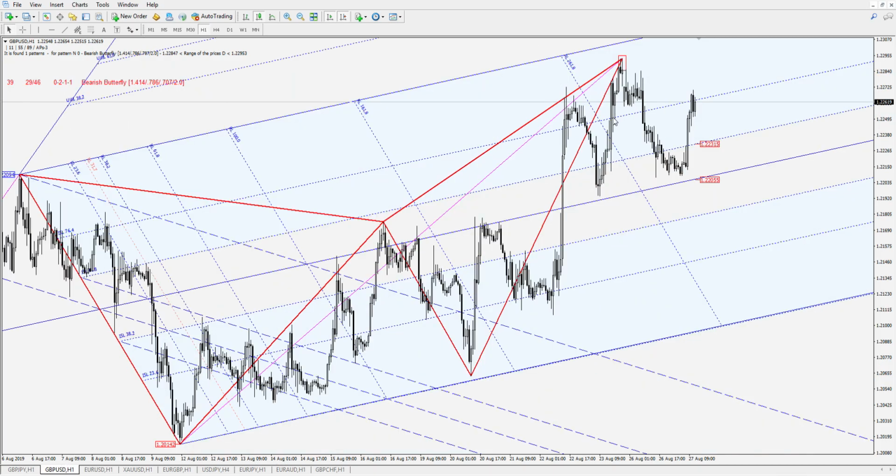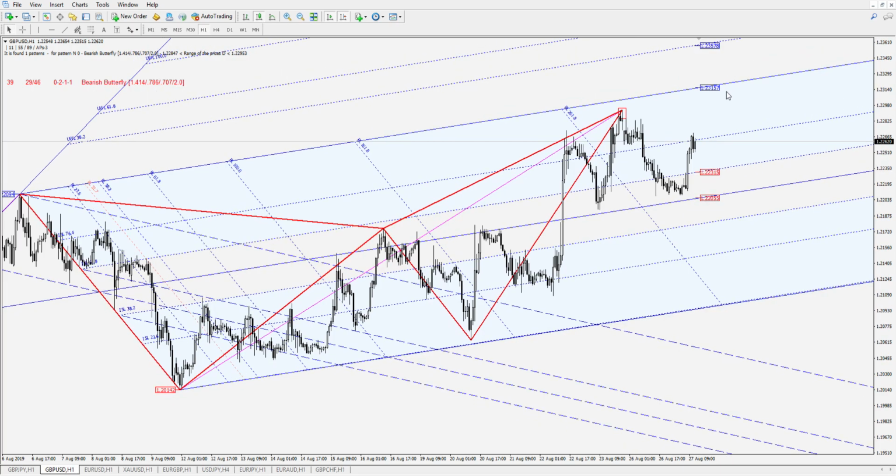Pound USD, you've got a bearish sequence, you've got an ascending pitchfork. Your levels there are 12315, 12231.